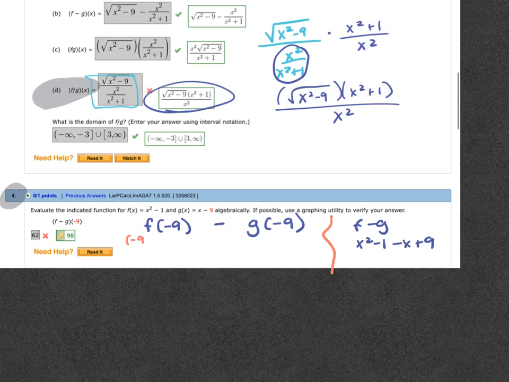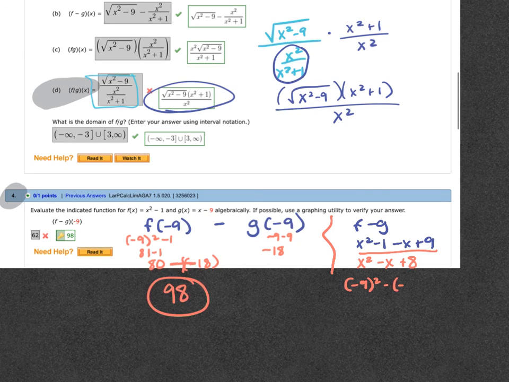f of -9 is -9 squared minus 1. That's 81 minus 1, that's 80. And then g of -9 is -9 minus 9, which is -18. 80 minus a -18 becomes plus, and that becomes 98. That's the first way. The second way, if I simplify this and then plug in a -9, 81 plus 9 plus 8, 90 plus 8, which is 98.